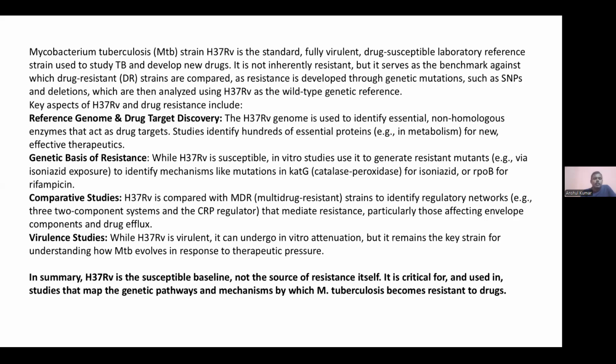Genetic basis of resistance: H37Rv is susceptible, while in vitro studies are used to generate resistant mutants, for example via isoniazid exposure, to identify mechanisms like mutations in katG for isoniazid or rpoB for rifampicin. Comparative studies: H37Rv is compared with MDR strains to identify regulatory networks. Examples are two-component systems and the CRP regulator that mediate resistance, particularly those affecting envelope components and drug efflux.